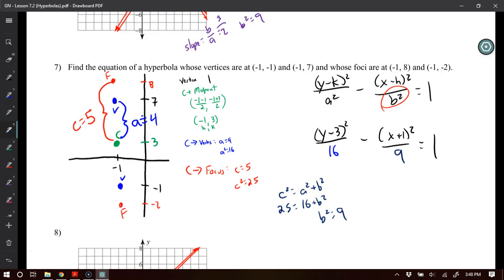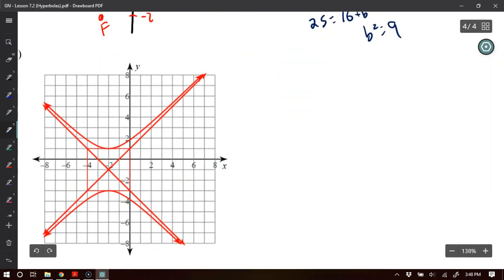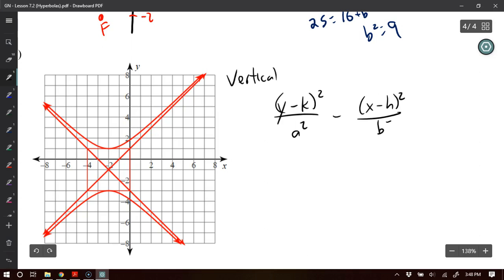So it's really important you understand what A is visually. It's the distance from center to vertex. What is C visually? It's the distance from center to focus. And if you're given a graph, you're always asked, is it vertical or is it horizontal? And in this case, it's opening up and down, so it's vertical. So I can look at all the formulas for a vertical hyperbola. So that's what I'm doing right now, writing down the formula for a vertical hyperbola. And it's my job to plug in what I can see.